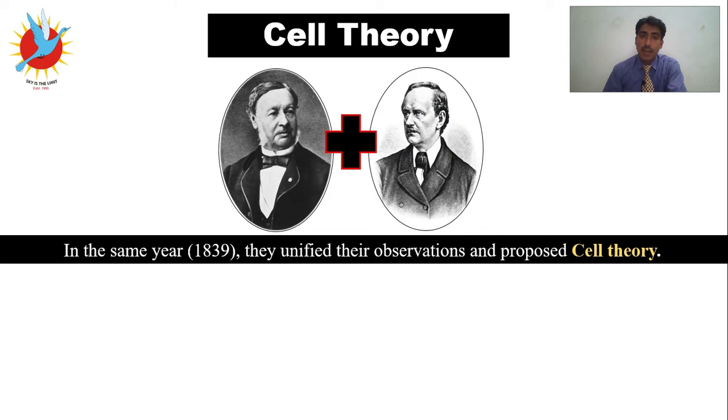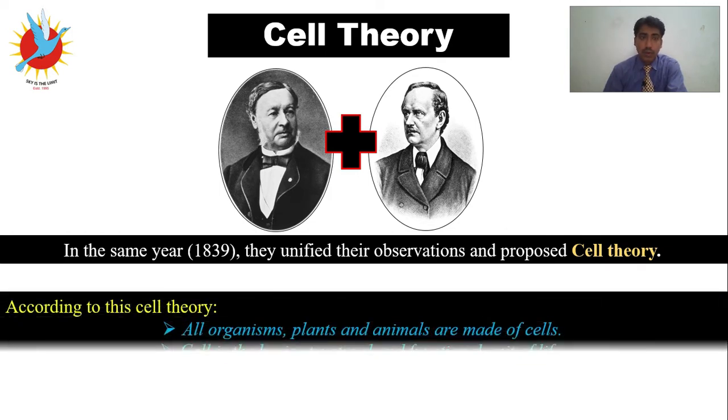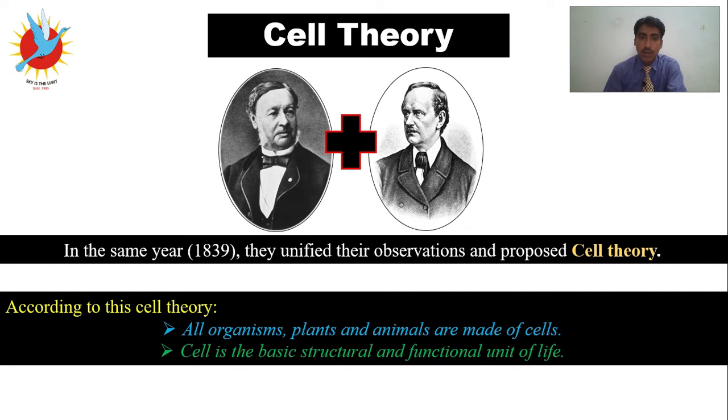In the same year, 1839, they unified their ideas, combined their observations and produced the cell theory. They stated different points. According to the cell theory, all organisms, plants and animals, are made up of cells. This means every living organism on this earth is made up of cells.